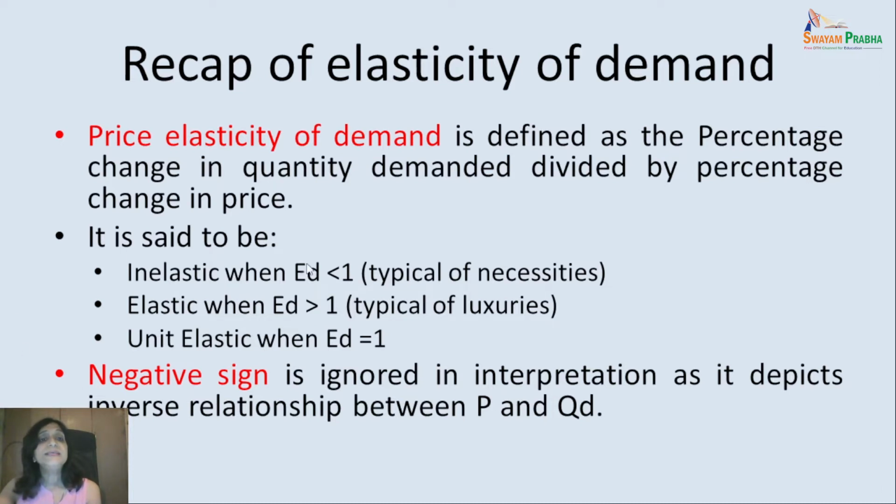So when we say elasticity of demand is less than 1, even if your answer is minus 0.5, we are ignoring that minus sign, because the minus is just telling you that price and demand are inversely related, because your demand curve is also shown as downward sloping, or it is also called negatively sloping. That is, when one variable increases, the other variable decreases.